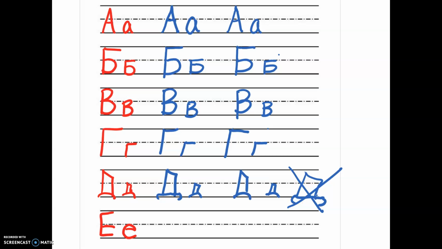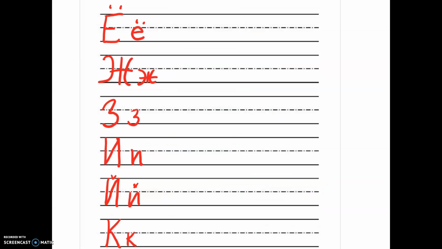And then we have yeah. This is the same as you would write it in English. The upper and lower case looks the same as in English. Nice and easy. Okay, now we're going to write the next 6 letters.